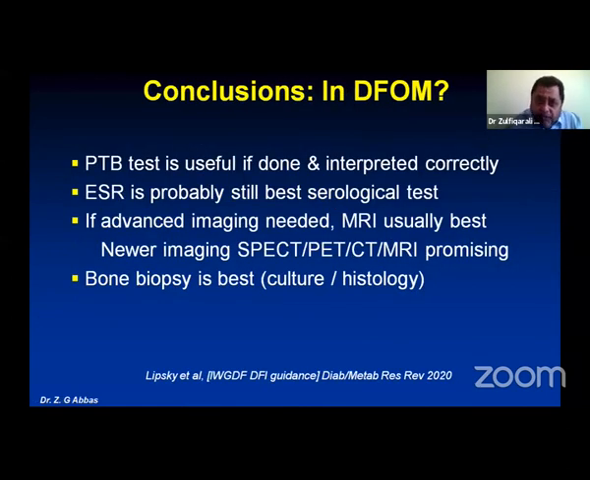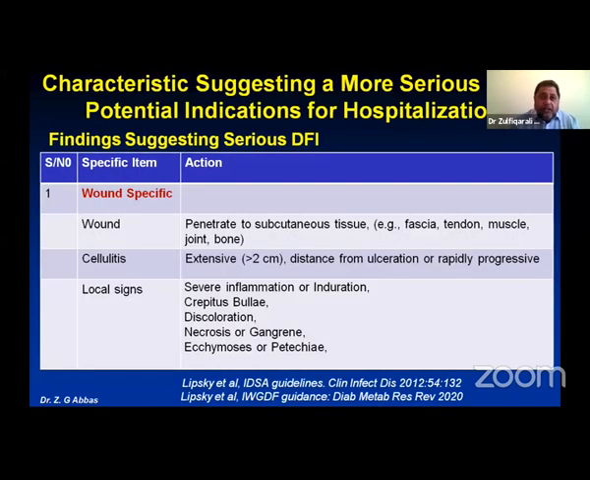Conclusion on diabetic osteomyelitis: the probe-to-bone test is useful if interpreted correctly. ESR is probably the best serology test. If advanced tests are available, then MRI is best. Newer imaging like SPECT and PET are promising. And bone biopsy is still the gold standard for culture and histology.